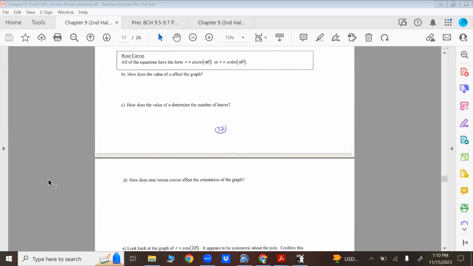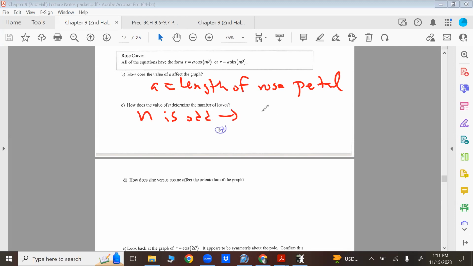So anyway, all the equations have that form: r equals a cosine n theta or r equals a sine n theta. So a impacts the length of the petal. We know this now. A is the length of the rose petal. These are petals, not leaves. And if n is odd, then you have n petals. If n is even, you have 2n petals. Now, this is what we're trying to get at: the orientation for sine versus cosine. Okay, let's talk about it.